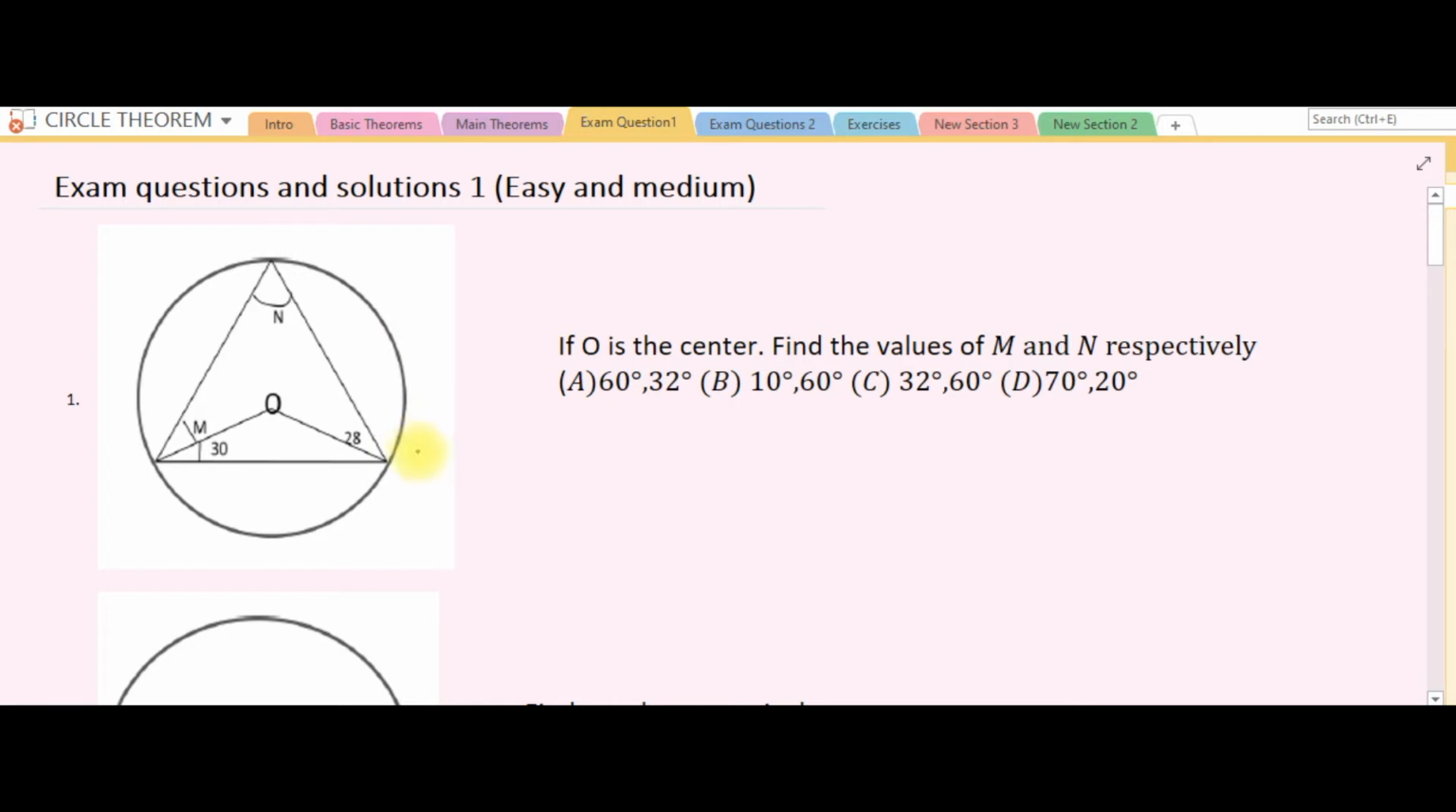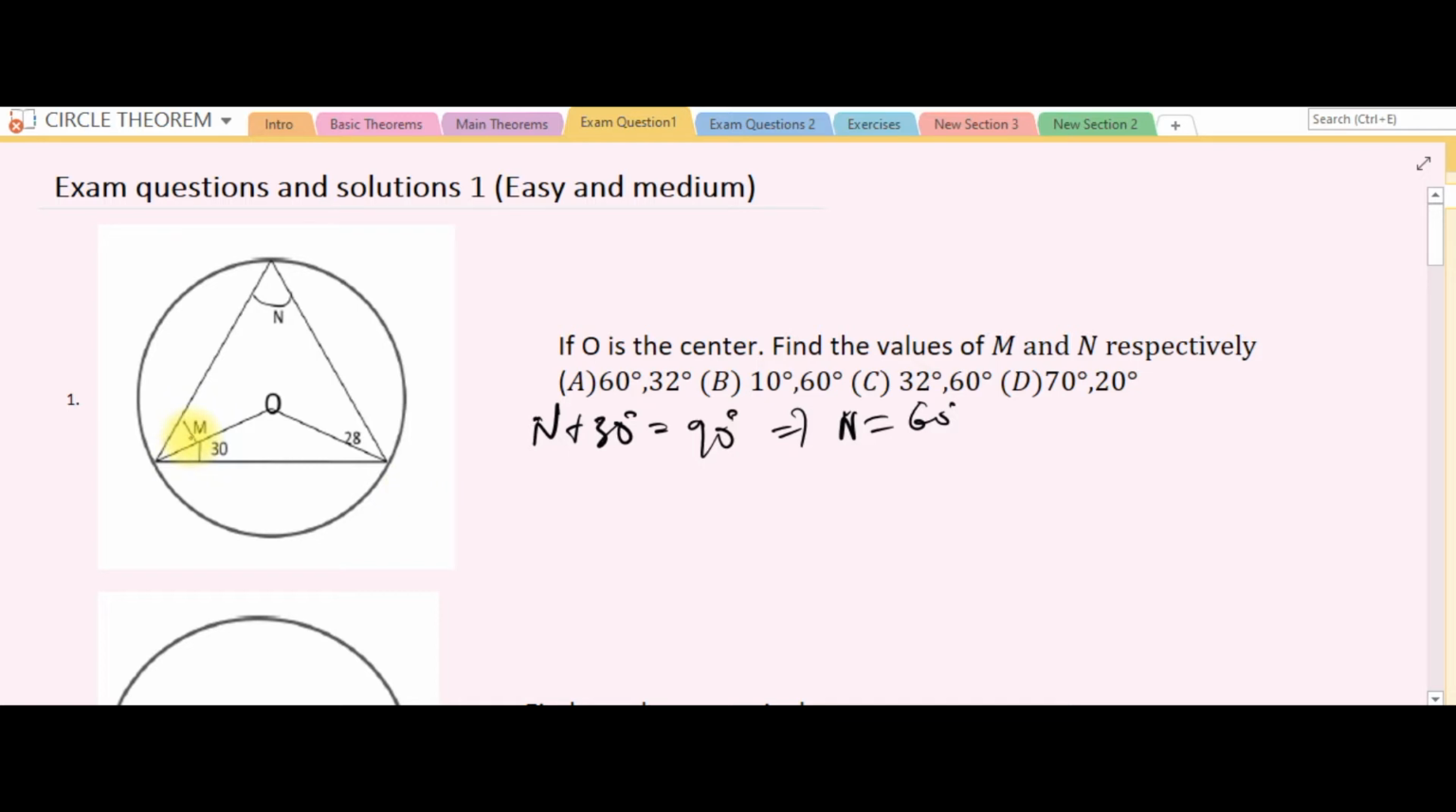We are asked to find M and N individually, so M must be the first answer and N is the second answer. If you remember, when I did the inscribed angle, I told you there is a relation. As far as this is the center of the circle, there is a relationship between N and the angle here. Once you add N plus 30, it must give us 90, which implies that N is 60 degrees. Check out the last tutorial on that.